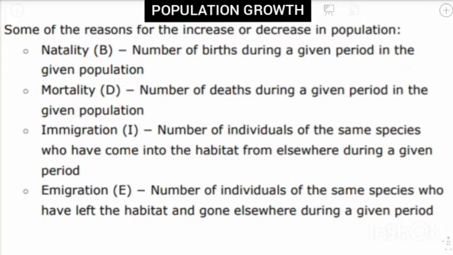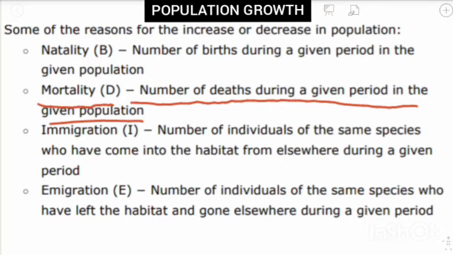Very simple. The second one is mortality. It is denoted by D. It is the number of deaths during a given period in the given population. How many organisms have died in a given population in a particular period is known as mortality. The period is also important. This is known as mortality.